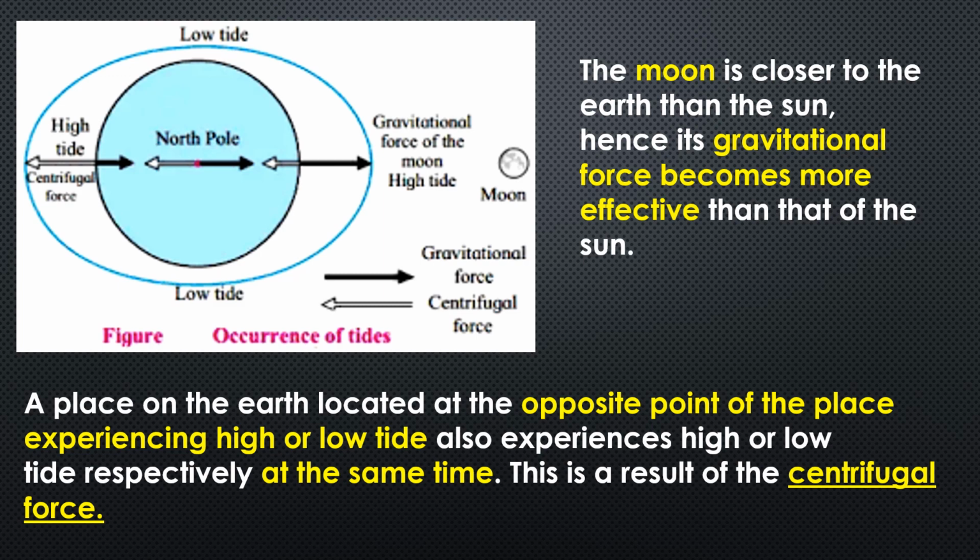A place on the earth experiencing high or low tide will also experience a high or low tide respectively at the same time. That is, if the north is experiencing a low tide, then the south will also experience a low tide. If the east is experiencing a high tide, then the west will also experience a high tide. This happens due to the centrifugal force of the earth.